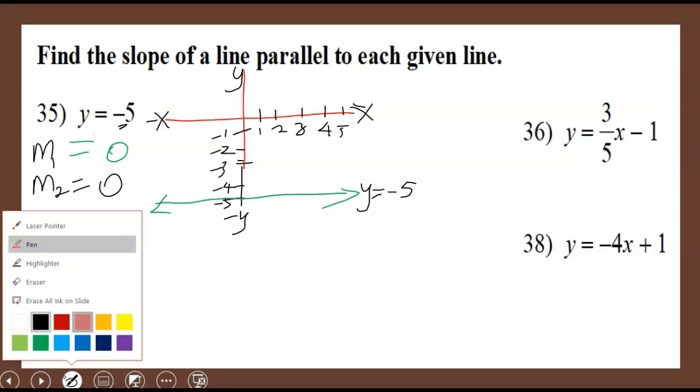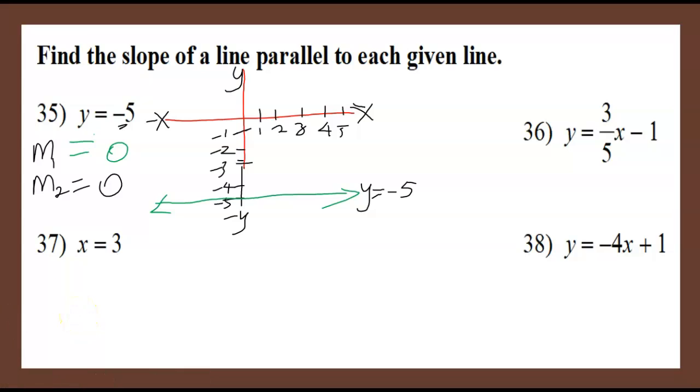So this is when x equals 3. When x equals 3, that line is going to pass through 3 like that. So this is the line of x equals 3. And what does it look like? It is a vertical line. If it's a vertical line, the slope is going to be undefined.